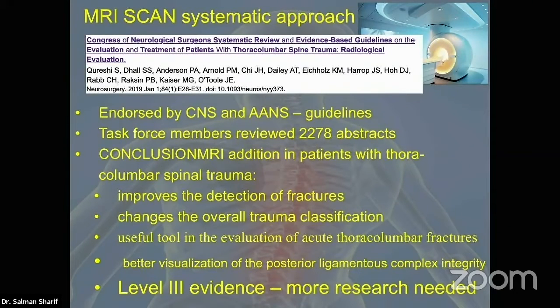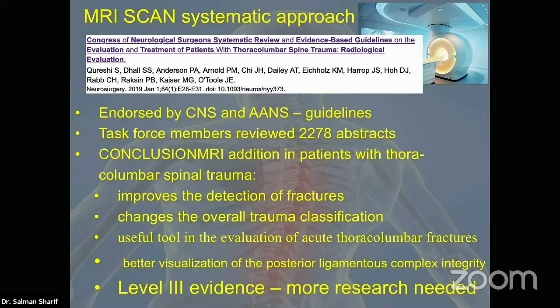This is a good paper which has recommendation value, and it was endorsed by CNS and AANS. The authors evaluated 2,278 abstracts, and the conclusion was that the addition of MRI improves detection of fractures, changes the overall trauma classification, and is a useful tool for evaluation of acute thoracolumbar fractures because of better visualization of the soft tissues and the disco-ligamentous complex.